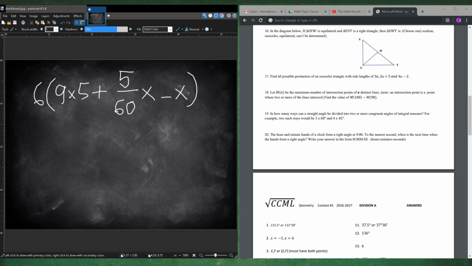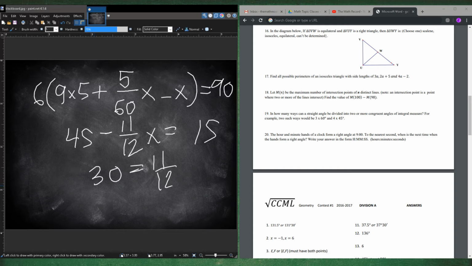So divide by 6 on both sides, and you get 9 times 5. Let's just write 45. Minus x, so that's minus 11 over 12 x, because 5 over 60 is 1 over 12. 15 is equal to 45 minus x plus 1 over 12 x. So 30 equals 11 over 12 x. So 30 times 12 divided by 11 is equal to x.